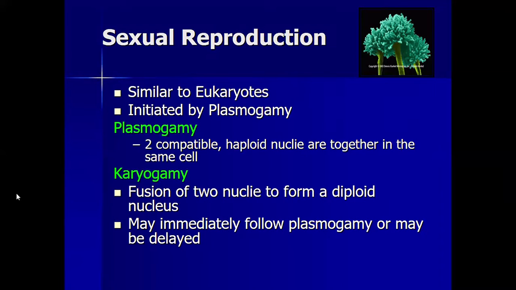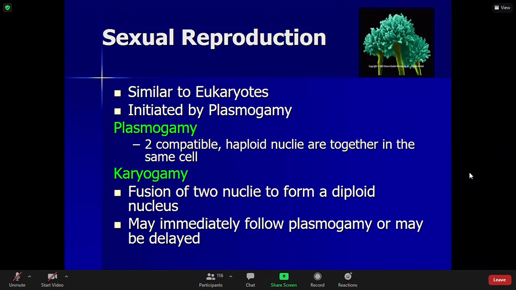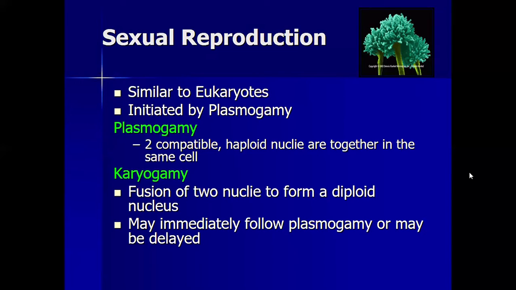Okay. Now, we'll go to the sexual reproduction. Just like in the eukaryotic cell, there are male and female sexes involved. This is initiated in fungal organisms with plasmogamy. Plasmogamy refers to two compatible haploid nuclei that are together in the same cell. And then we have also the term karyogamy. This involves fusion of two nuclei to form the diploid nucleus and may immediately follow plasmogamy or may be delayed.